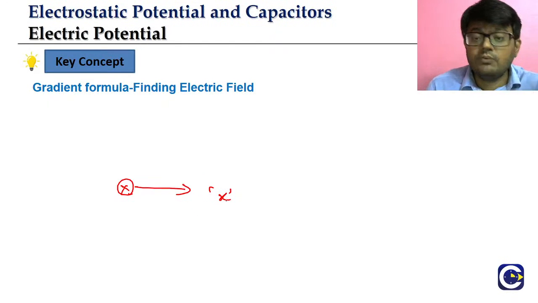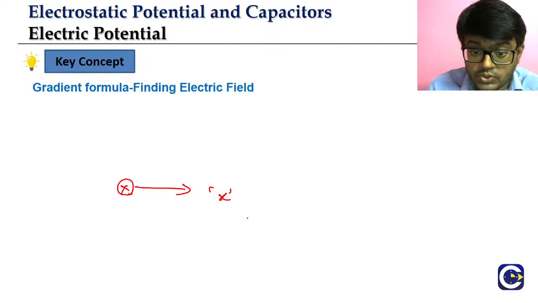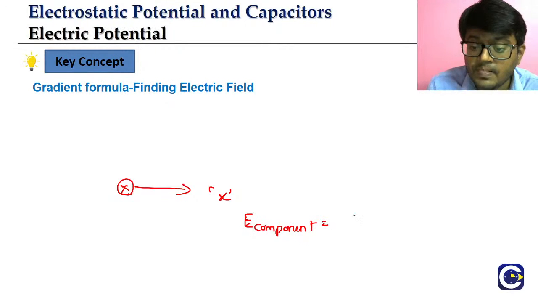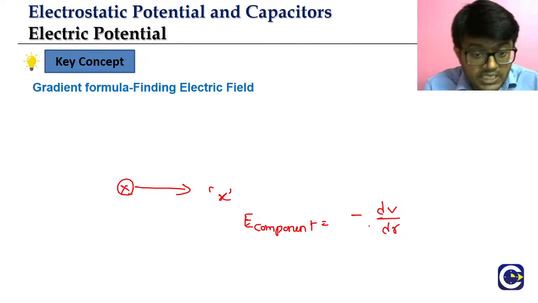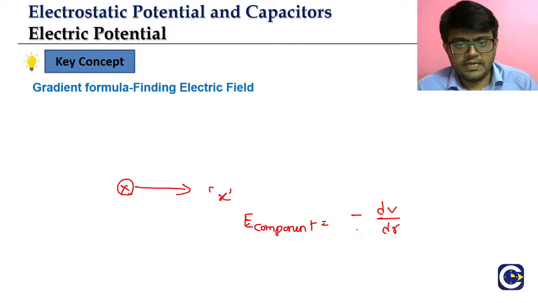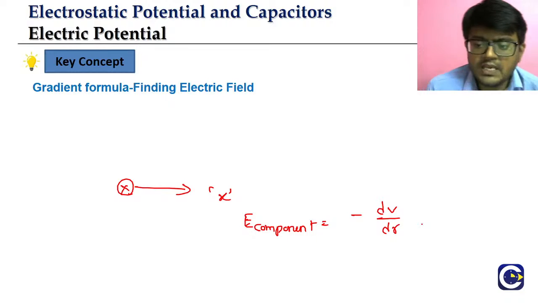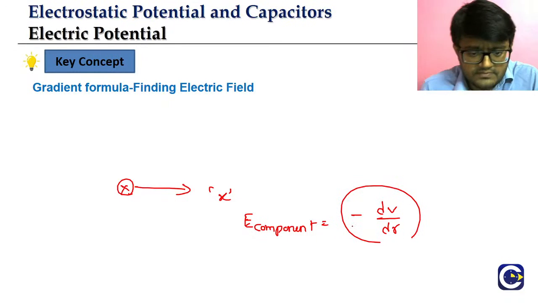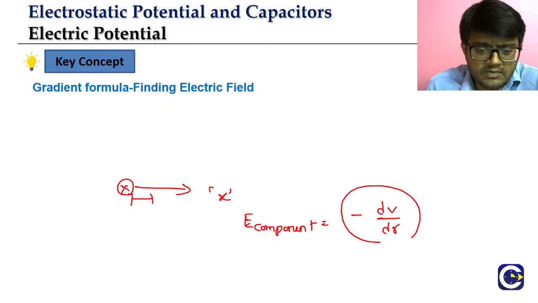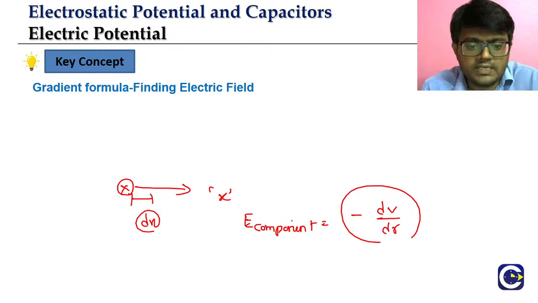If you want to find the electric field component in any direction, the electric field component in any direction is equal to the negative of the potential gradient in that direction. So we should calculate the negative of the potential gradient in that particular direction. Here, for the small change dr along the x-axis, instead of dr we will use dx, because it is along the x-axis.